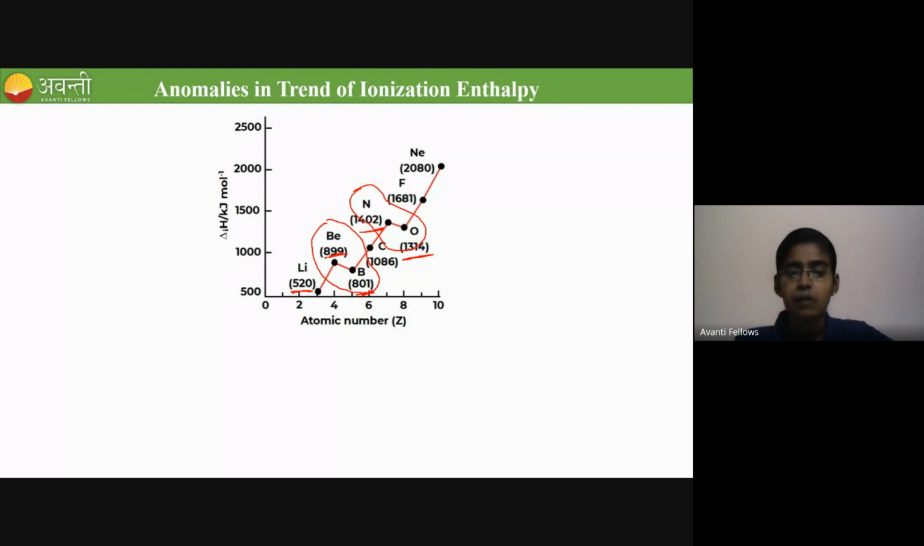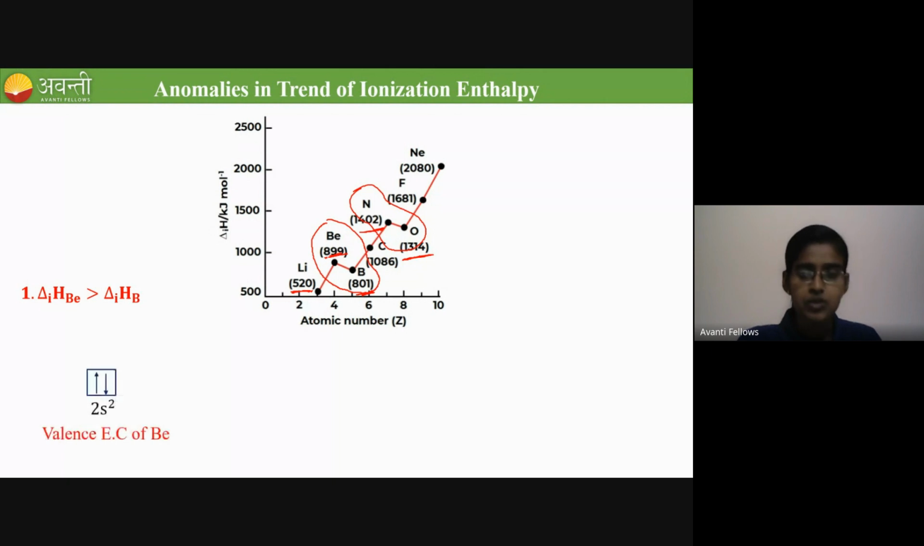Okay. When comparing beryllium and boron, beryllium has the higher ionization energy value compared to boron. Why? It is because of the stable, fully filled electronic configuration of beryllium. You see here, this is the valence electronic configuration of beryllium. Beryllium's atomic number is 4, boron's atomic number is 5. The electronic configuration of beryllium is 1s2, 2s2, and for boron it is 1s2, 2s2, 2p1.